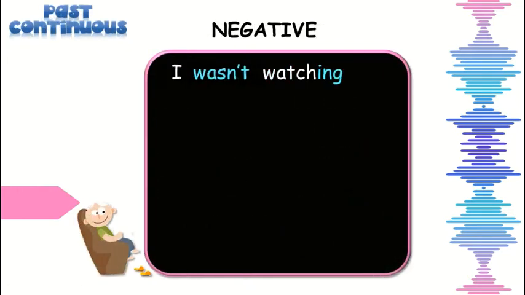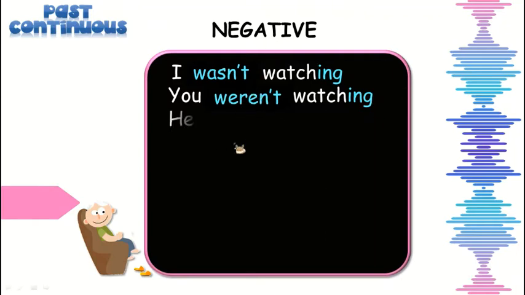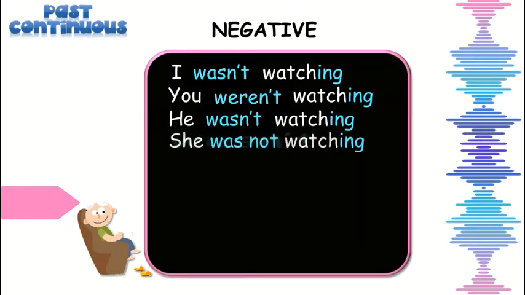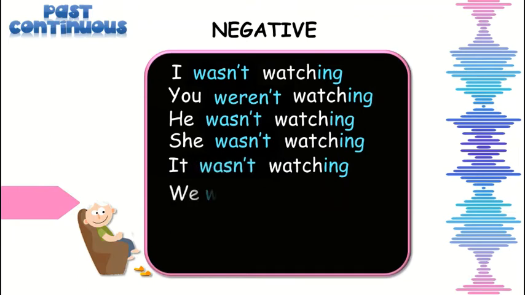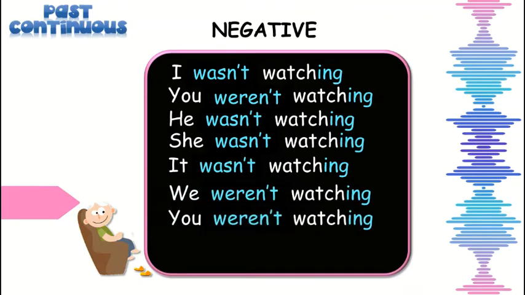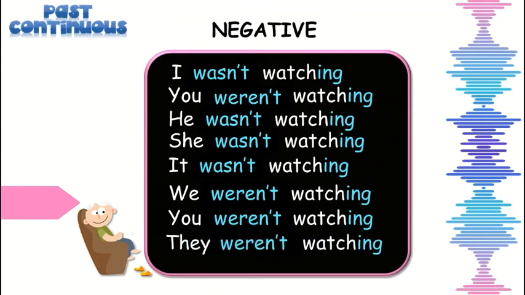Okay, now how do I form the negative of the past continuous? Simply I add not between the was or were and the verb. I wasn't watching or was not watching. Okay, you were not watching or weren't. Okay, so how do I form the negative? I simply add not after was or were and before my verb. I wasn't watching, you weren't watching, he wasn't watching, she wasn't watching, it wasn't watching, we weren't watching, you weren't watching, they weren't watching. Okay, so the negative is very easy. You just add not after was or were.